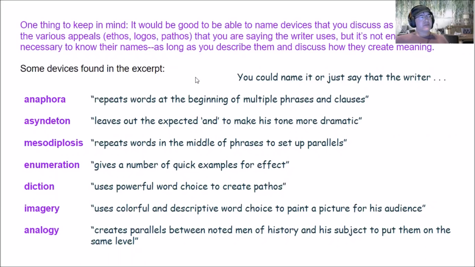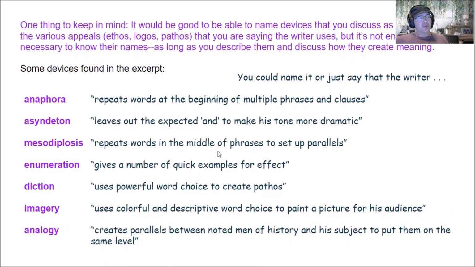So in this text, for instance, we find anaphora. But if you don't know the word anaphora, that's okay. You're just saying that the author repeats words at the beginning of multiple phrases and clauses, and you describe the effect of his doing that, emphasizing the word at the beginning of each phrase, for instance, creating a dramatic effect. Asyndeton, where he leaves out the expected "and." But if you don't know the word asyndeton, that's okay. Just say that he leaves out the expected "and" or conjunction to make his tone more dramatic.